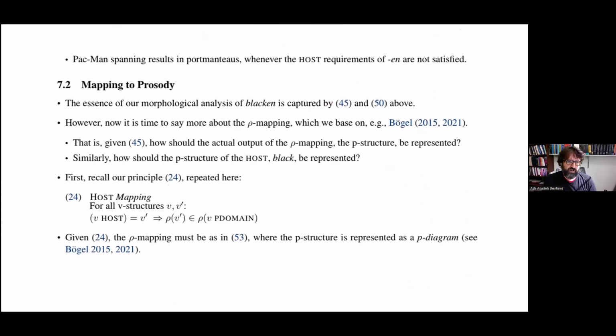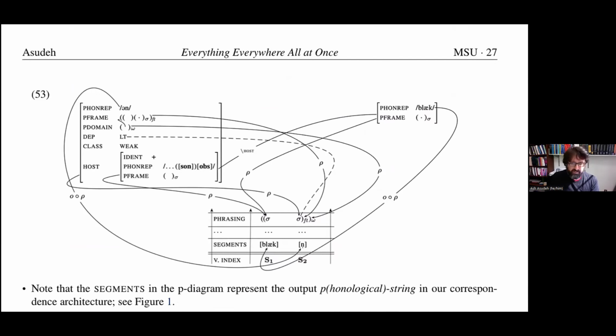So the essence of our morphological analysis of blacken is captured by 45 and 50 above, but let's talk about it in more precise terms. So first recall the mapping principle in 24. So given 24, the row mapping must be as in 53, where the P structure is represented as one of Tina Bogel's P structures. Okay, so this thing is a representation of prosody, phonology.